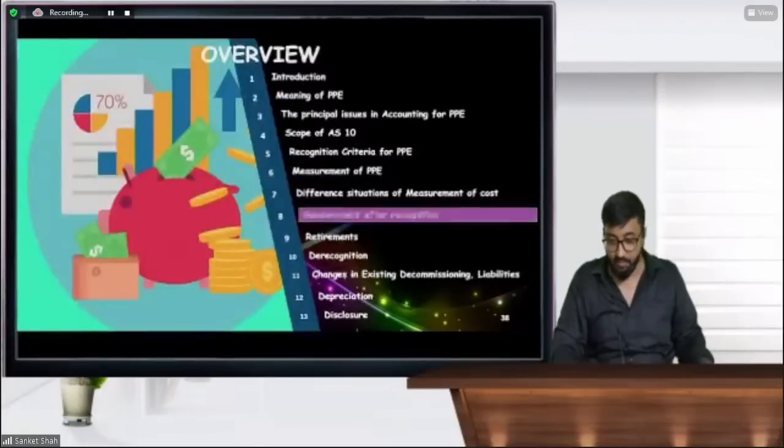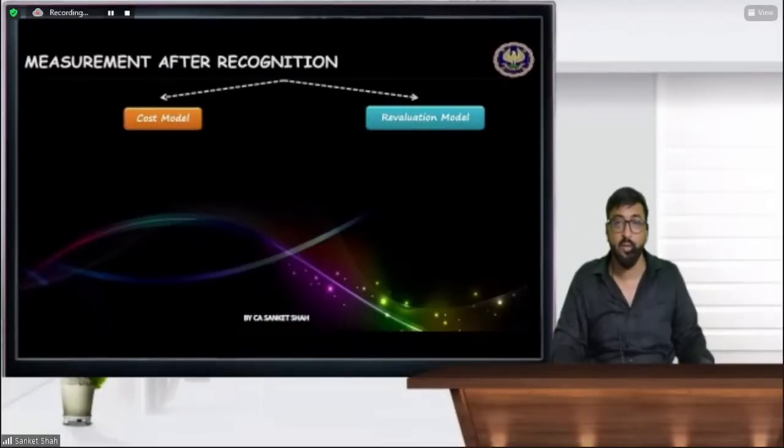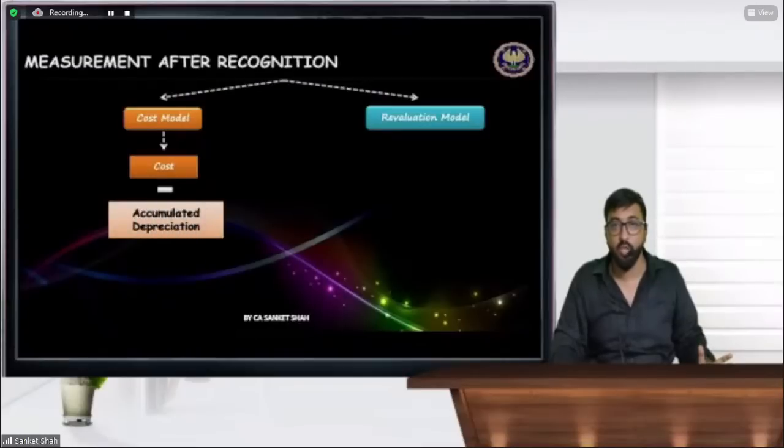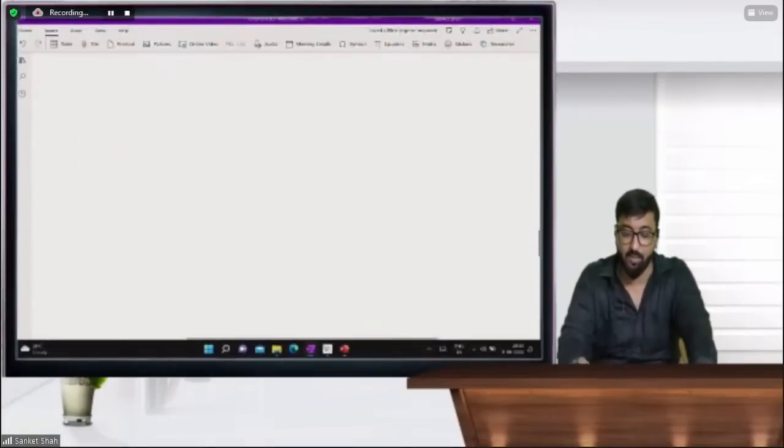Next one. Measurement after recognition. Cost model and revaluation model. Cost model means you will add it at cost only: cost minus accumulated depreciation minus accumulated impairment losses. Now, what is impairment loss? Understand the concept. I'm going to explain it now.